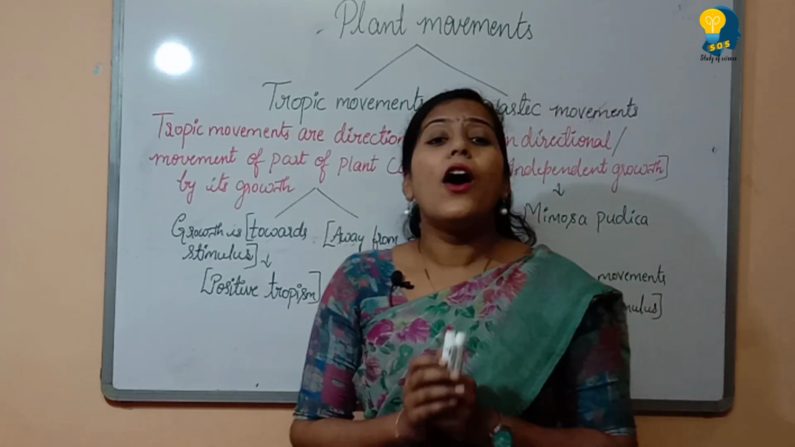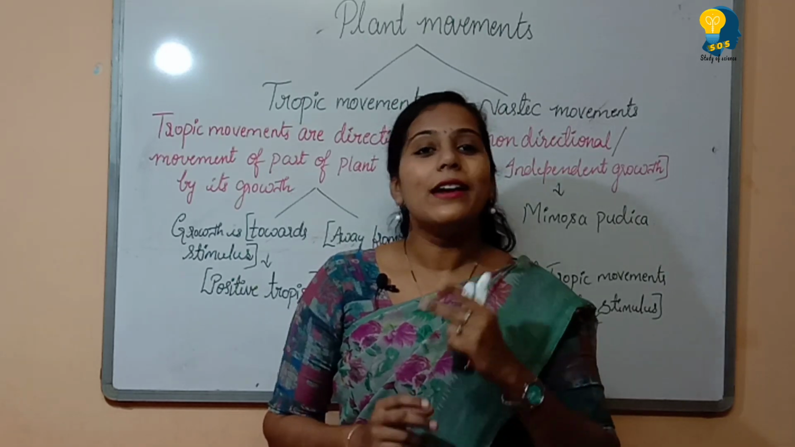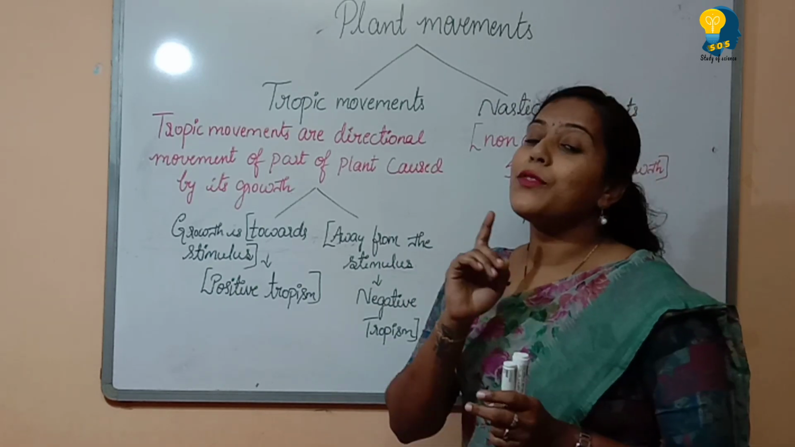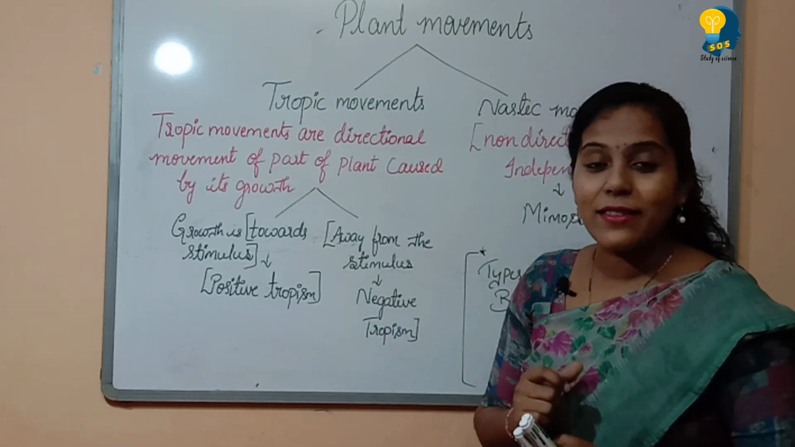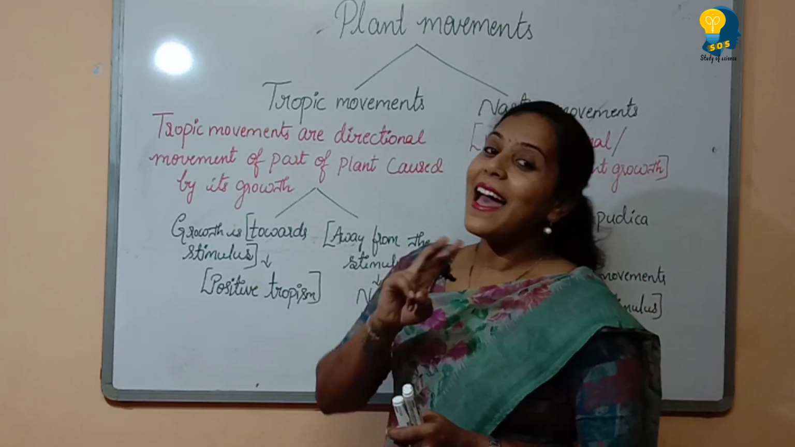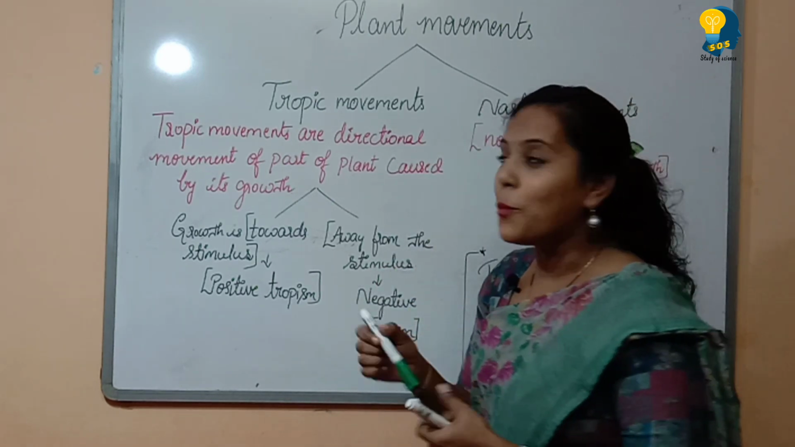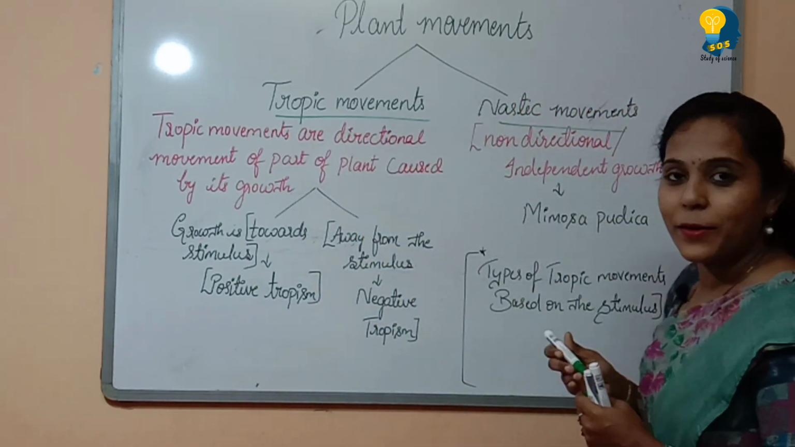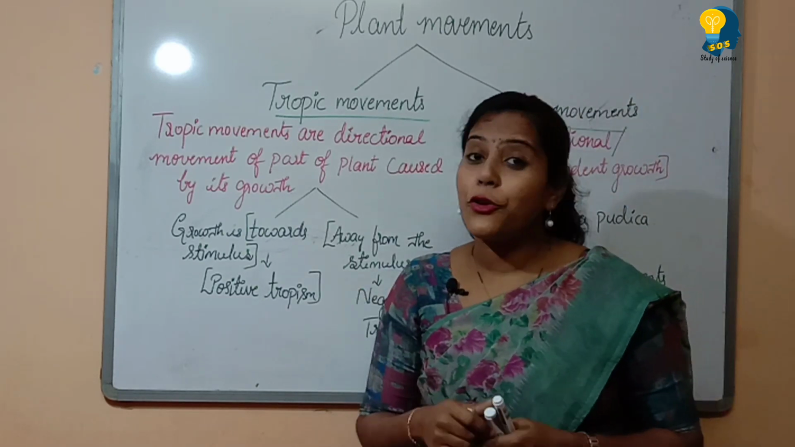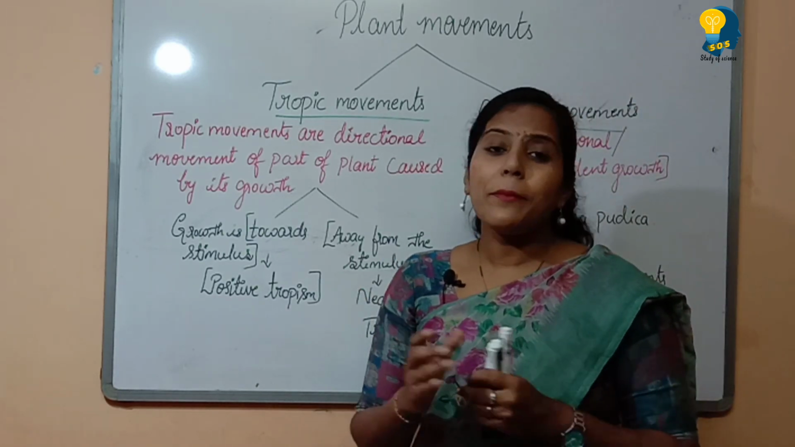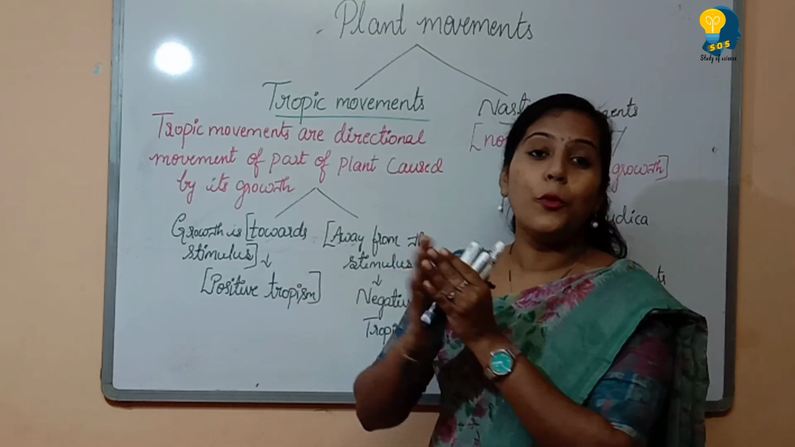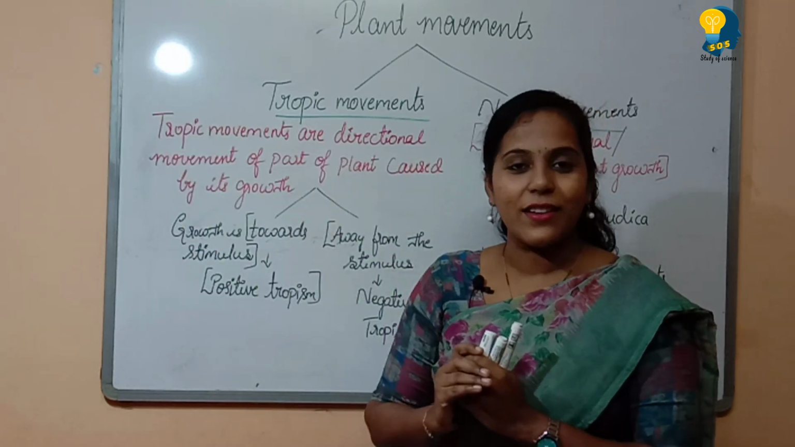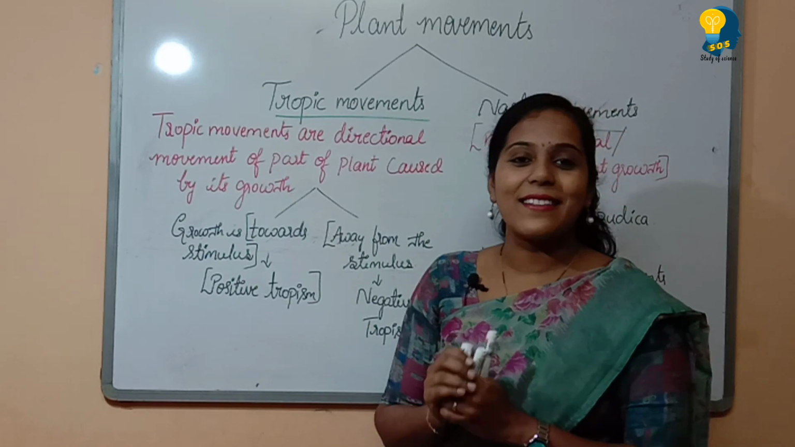The plant movements are broadly classified into two categories. The first category is the tropic movement and the second category is the nastic movement. So then, what is meant by tropic movement? See students, tropic movement can also be called the directional movement, because the plants show their movement in one particular direction. Such types of movements, we call the tropic movement.